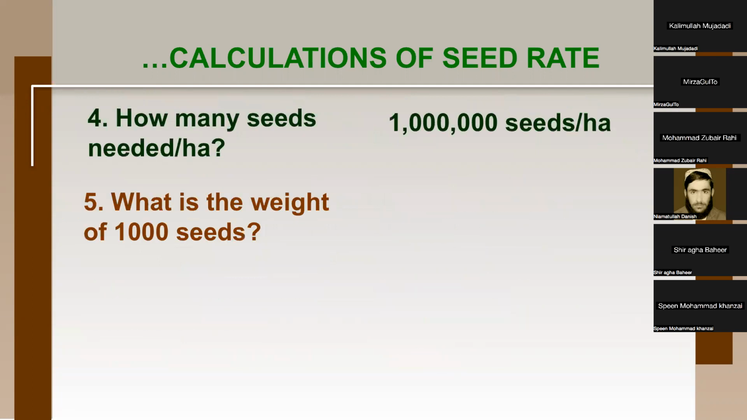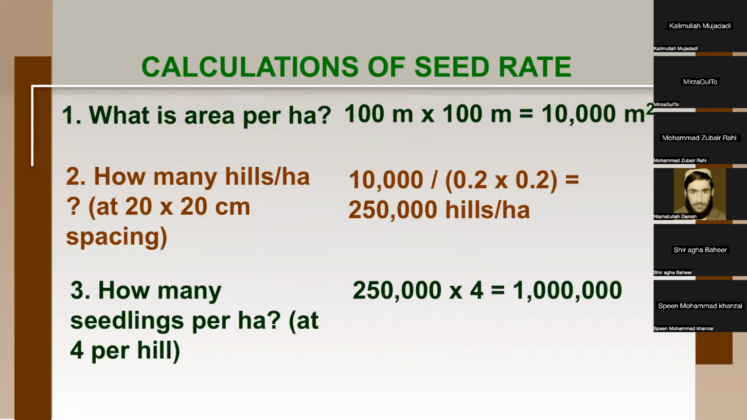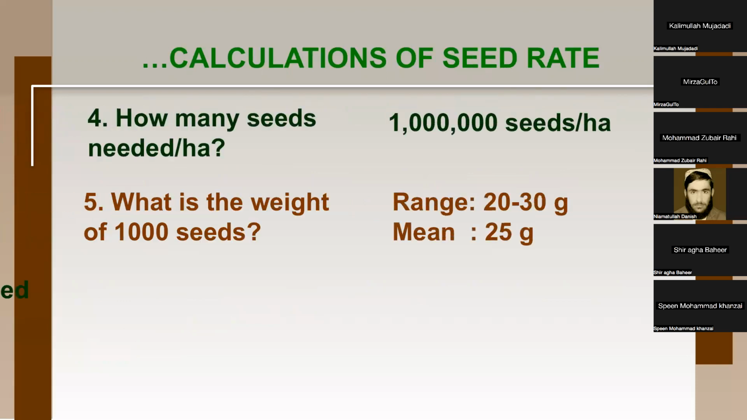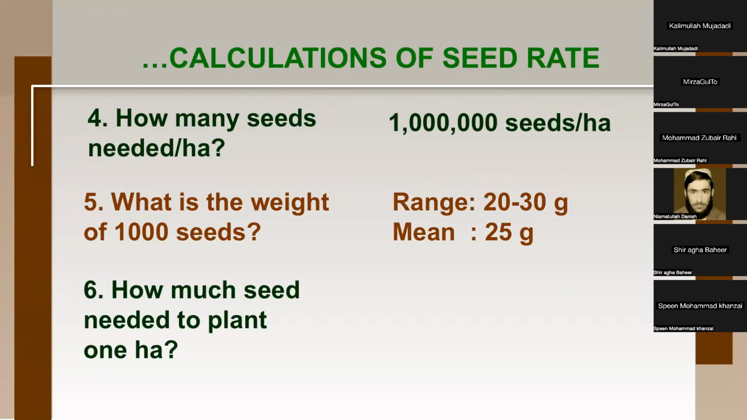You can put these same values. So you can do like this. Area is 10,000 meter square. Spacing here: you can put 0.2 into 0.1. And then you will get the seedlings for 1 hectare. And then you are planting 2 seedlings in one place, then you can double it. Here it was 4 times, then you can do it 2 times. And then you have worked out the number of seeds.